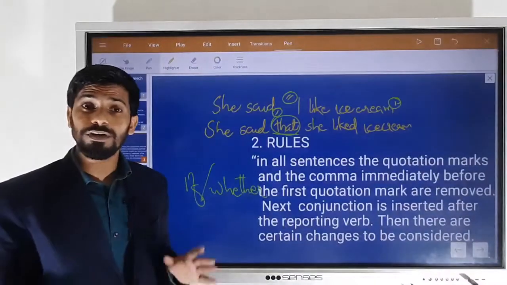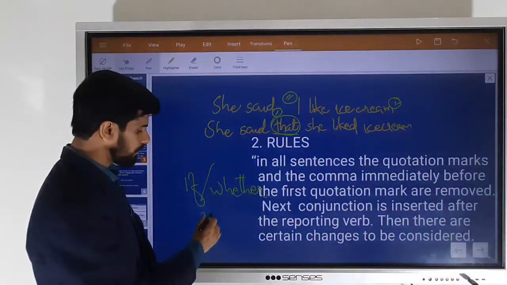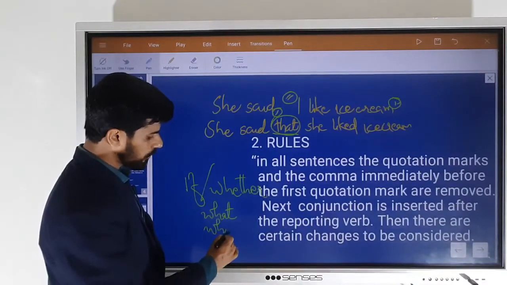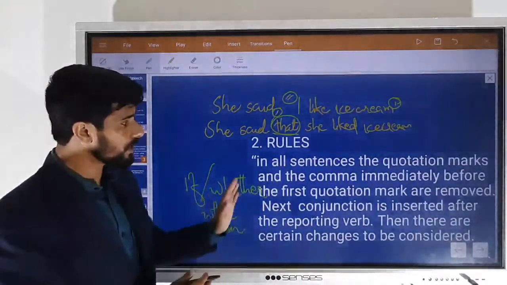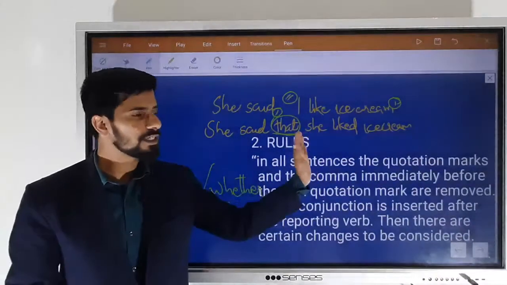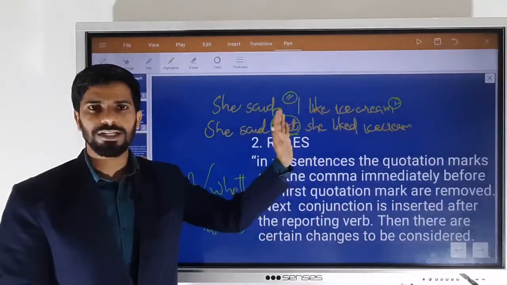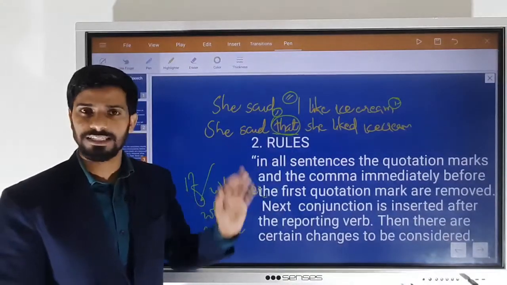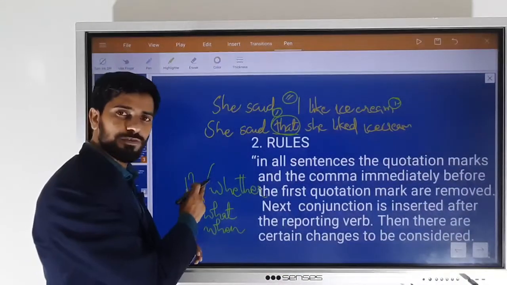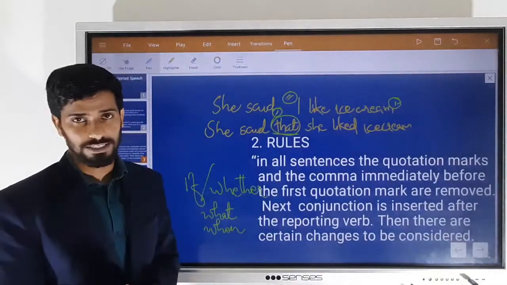And at the same time, if it is a WH question, the question word itself, for example, it may be what or when. So as per the sentence, the question word itself will be the conjunction, right? So the conjunction changes as per the sentence. If it is a statement, a declarative sentence, you add that as the conjunction. And if it is a yes or no question, you will be adding if or whether. And if it is a WH question, you will add the question word itself, right?